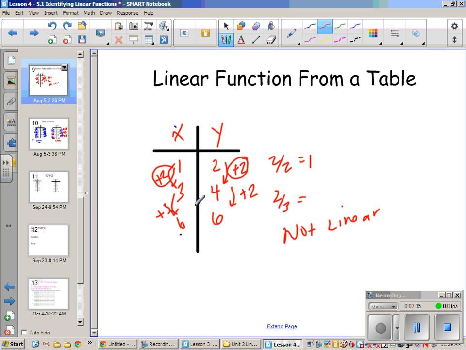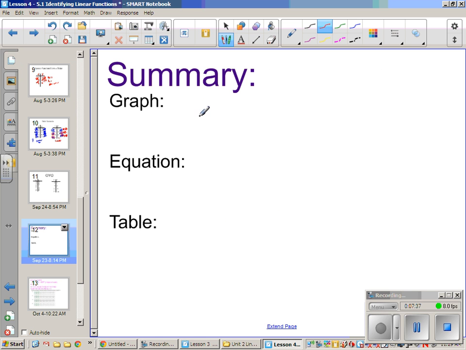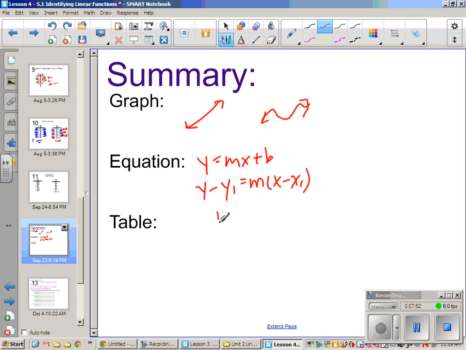So get your on your owns done tonight. Keep in mind, a graph is simple. It's either straight or it's curvy, nonlinear. An equation needs to be in the form y equals mx plus b, point slope, or standard. Again, things to look for is squared, that's a no. Absolute value, that's a no. Okay. And a table, you want it to be the same slope.